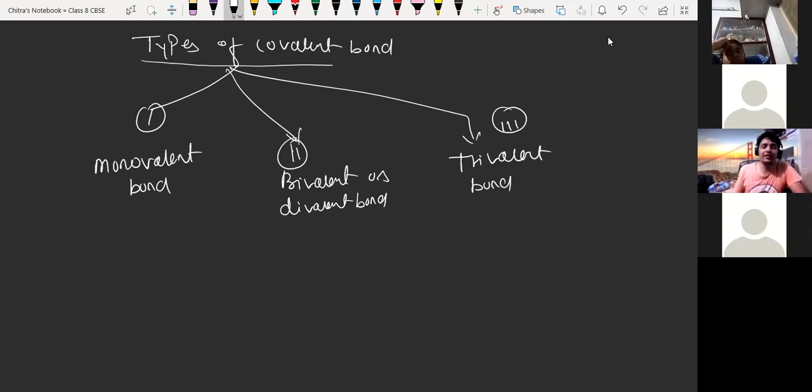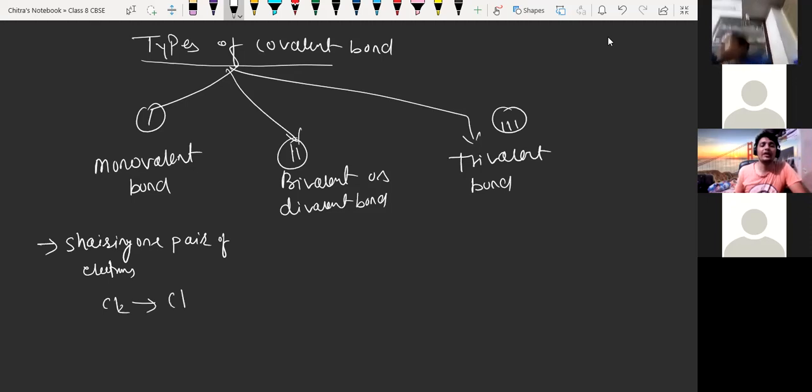If atoms or elements are sharing only one pair of electrons, the bond is formed by sharing one pair of electrons. Like in the case of chlorine gas, here we have only chlorine, a single bond. So here we have one electron and here we have another. So this bond is formed by sharing one pair of electrons. That's why it is called a monovalent bond.